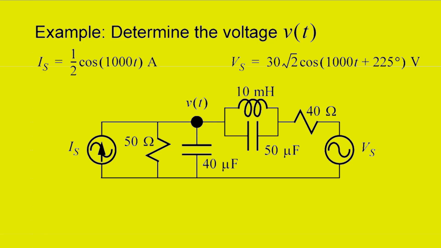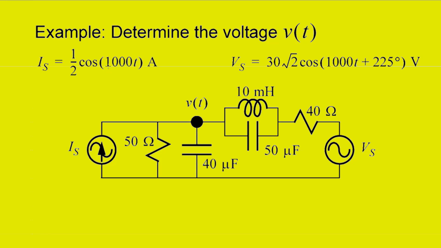We'd now like to take what we've learned about phasor analysis and analyze the circuit shown here to determine the voltage Vt at the node marked here just above the 40 microfarad capacitor. As you can see, the circuit is fairly complicated, but as we work through it, you'll see that the phasor transform and analysis in the phasor domain greatly simplifies the problem.